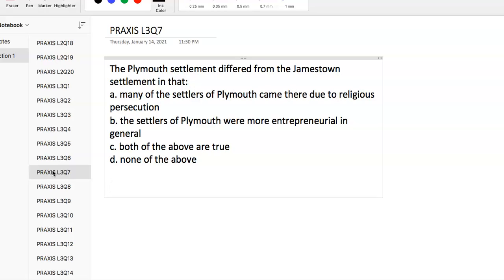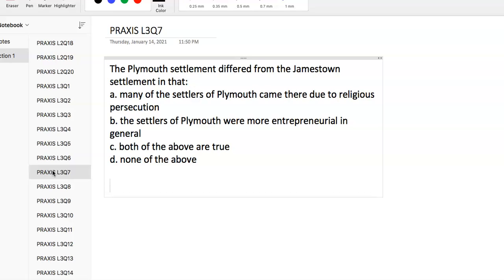Okay, the Plymouth settlement differed from the Jamestown settlement in what way? Okay, and so the basic thing that you want to have in your mind here is that the people of Plymouth came there due to religious persecution, and they were looking for a place where they could worship. While Jamestown was much more focused on entrepreneurship and had an entrepreneurial spirit.